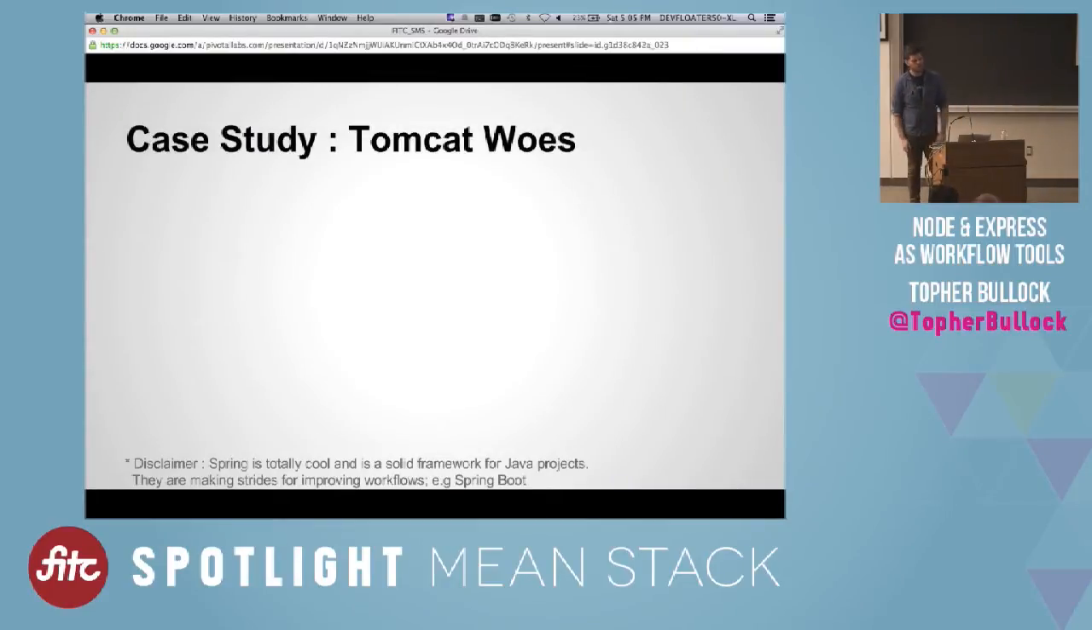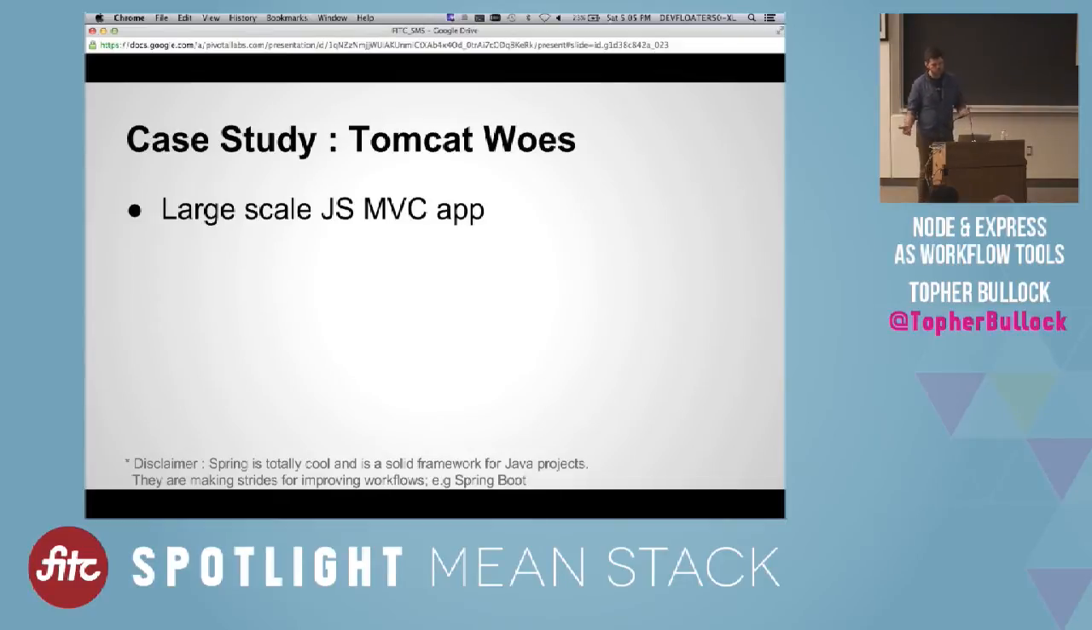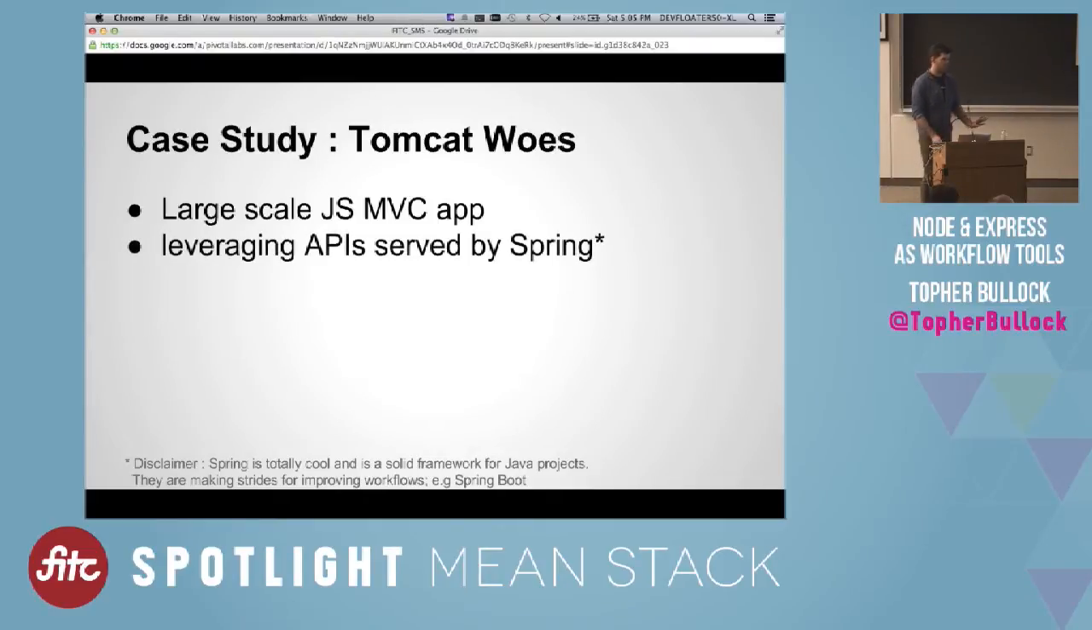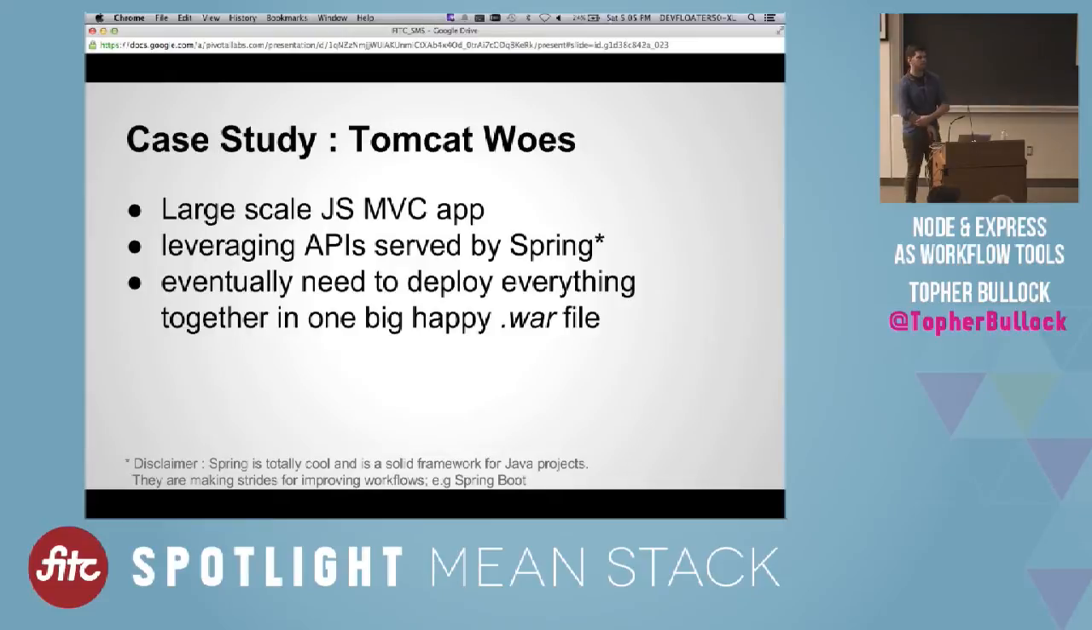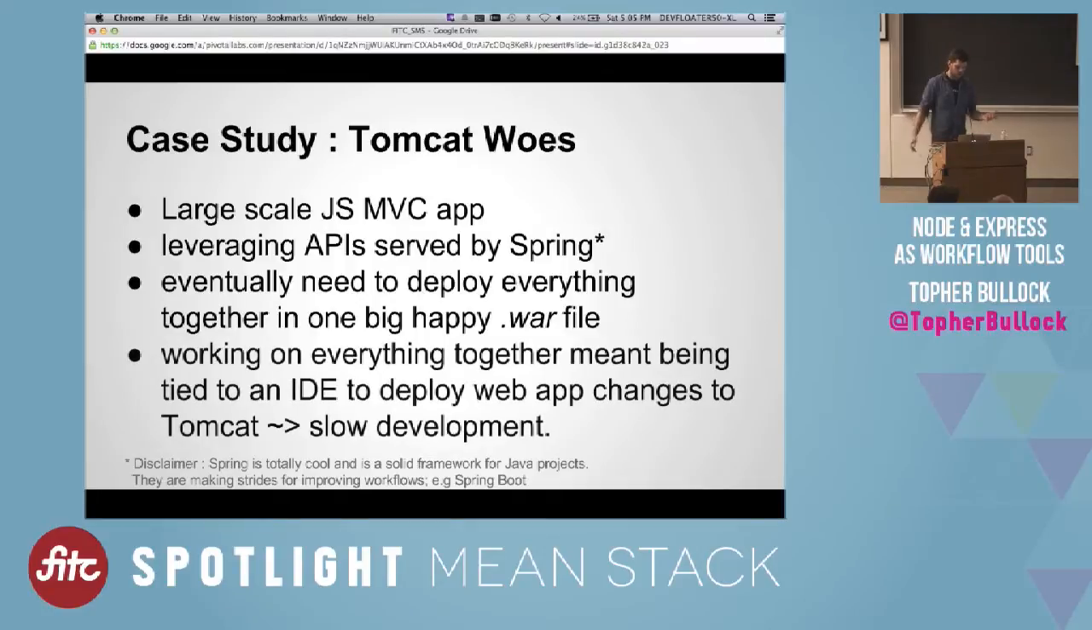So a bit of a case study about some woes with Tomcat. I was working on this fairly large-scale JavaScript MVC application. I was on the front-end team, so I was doing most of the front-end work, and I wasn't dealing with any of the back-end stuff. I was letting the Java team work on the back-end. They were leveraging APIs that were being served by Spring, which is totally cool, but Java developers and front-end developers might have a different concept of what's going on. But eventually, the client wanted us to package everything together in one big happy war file and deploy it to their servers somewhere. And that was how they wanted it.